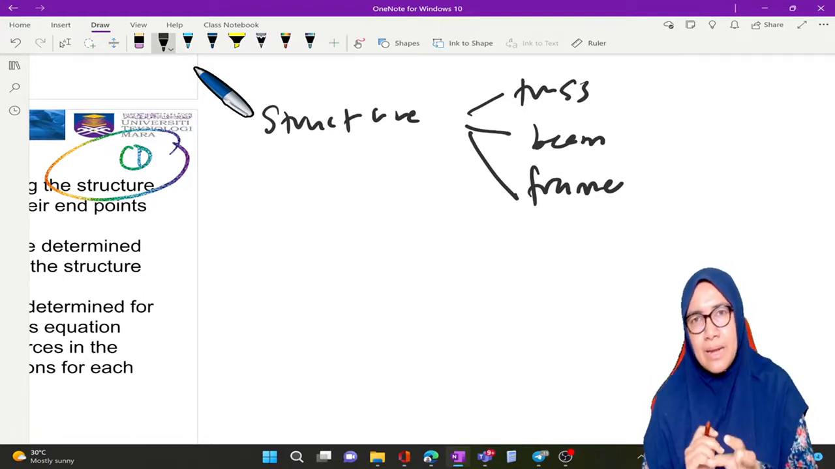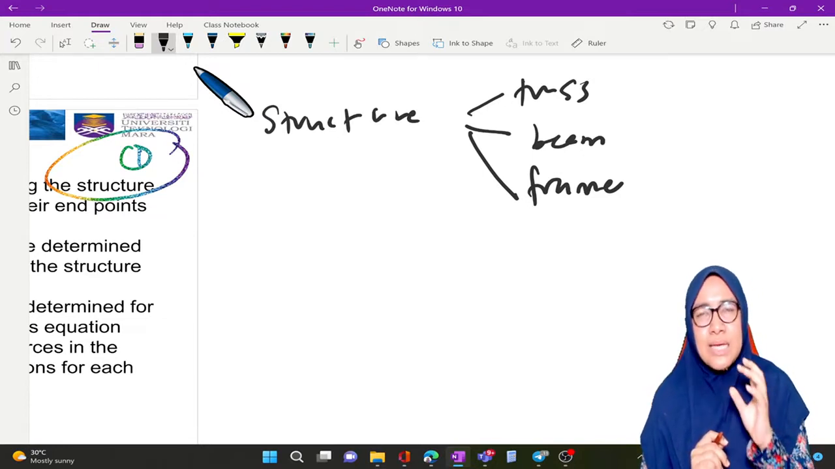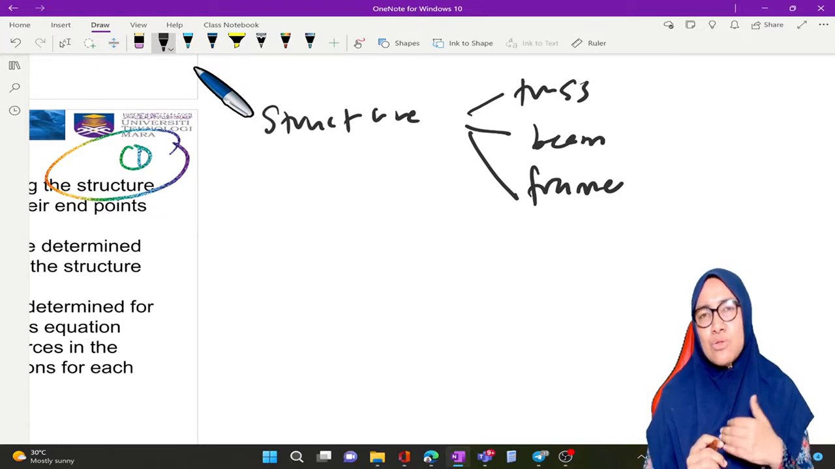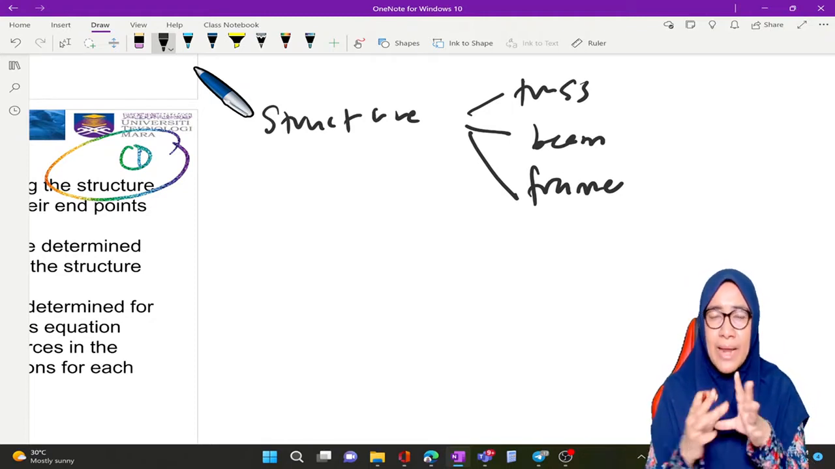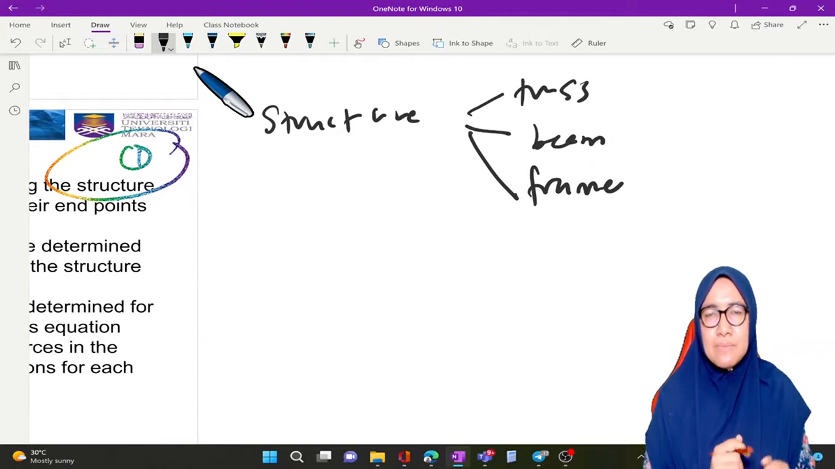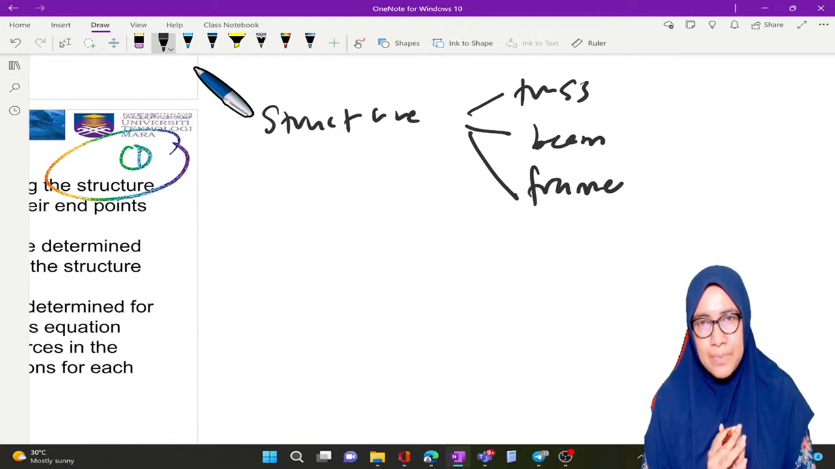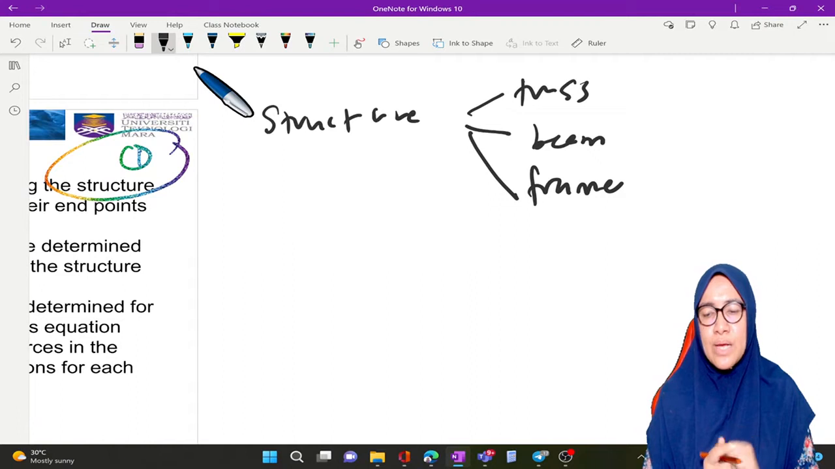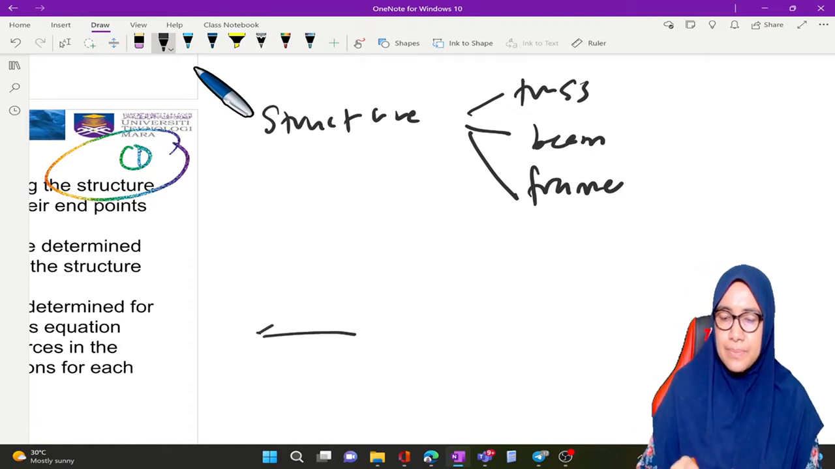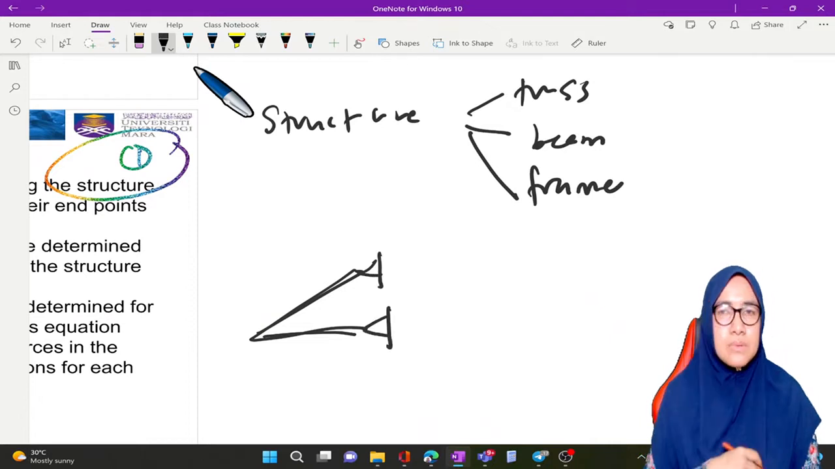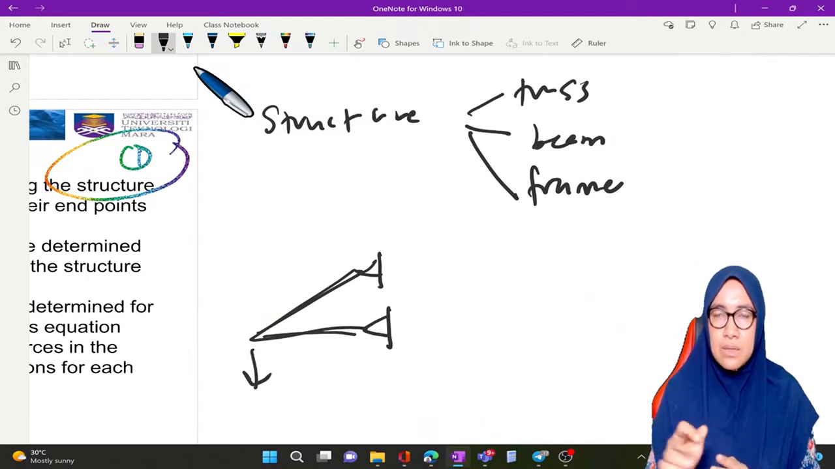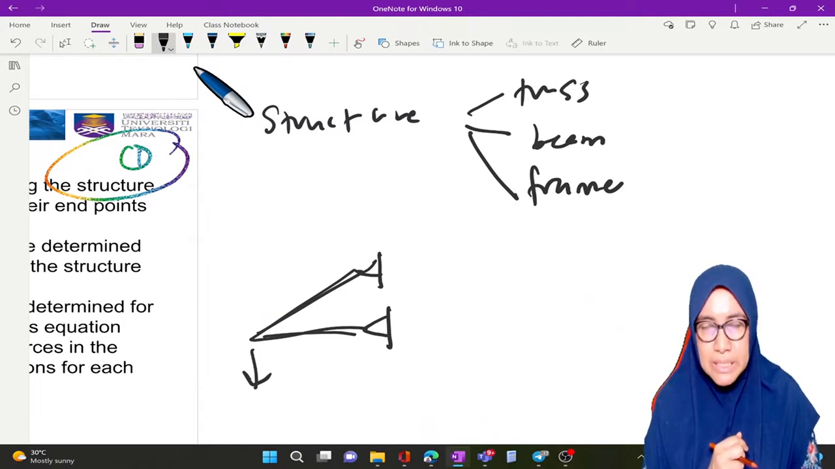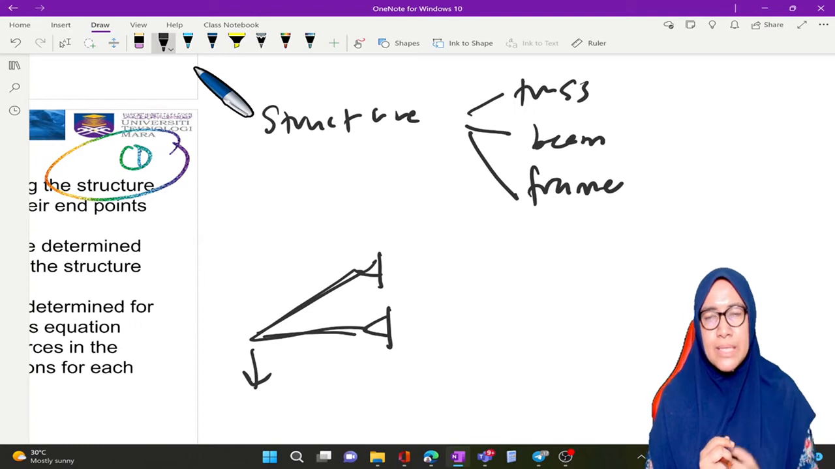Whether it is determinate or indeterminate, it is a structure. So when we want to analyze using the stiffness method, we have to divide the structure into pieces, into elements. For example, a truss like this, with loading here. This truss has 2 elements, 2 members.